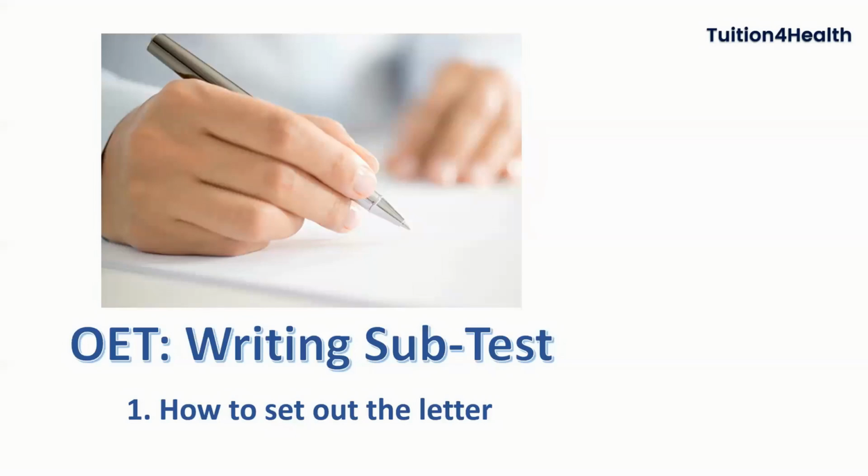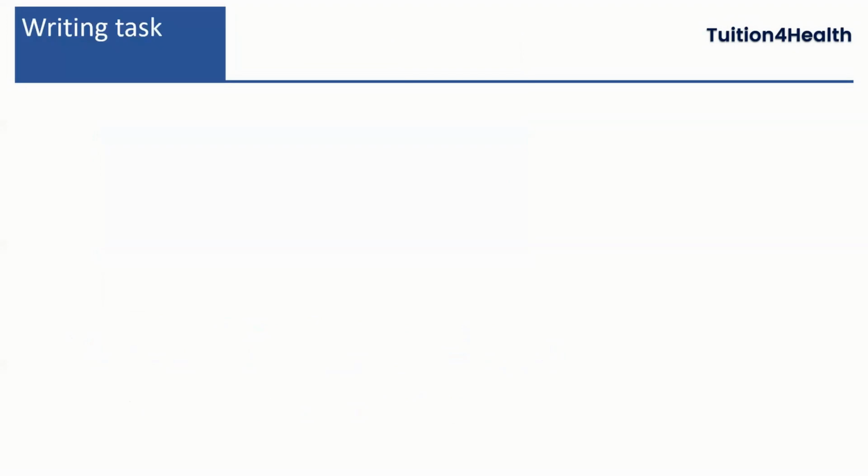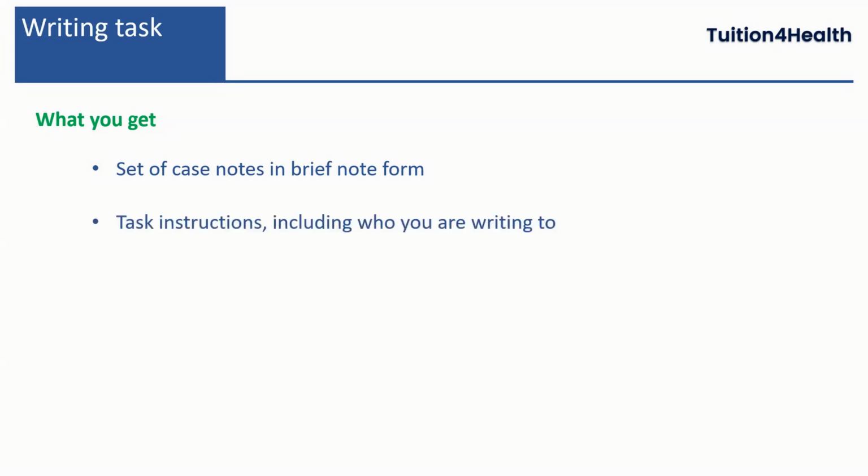This lesson will show you how to lay out the letter for the OET writing subtest. First of all, let me show you what you'll get in this part of the test. You'll be given a set of case notes about a patient in note form, and you'll need to imagine that you have been looking after this patient. The instructions will give you some background information, such as the setting, for example, hospital or community, also your job title, and who you need to write to. You'll have 45 minutes in total to complete the task, of which the first 5 minutes is for reading only.